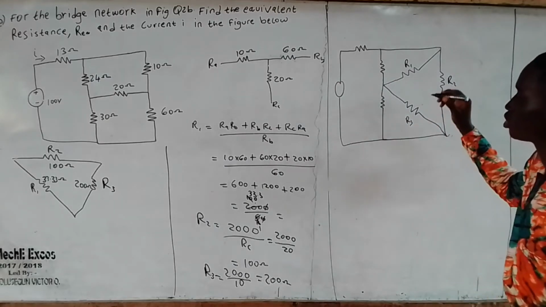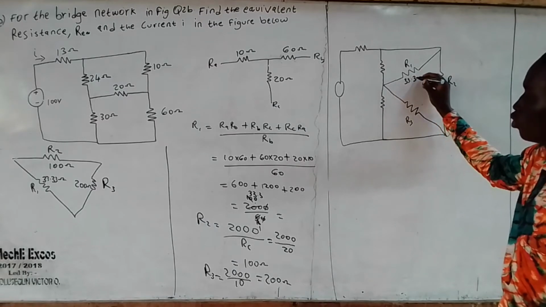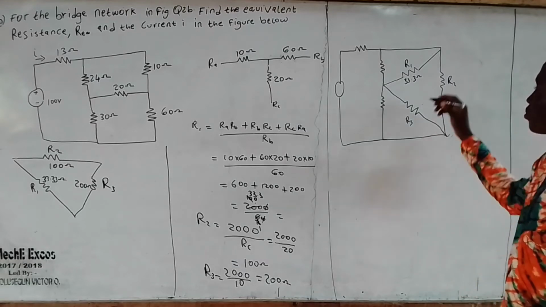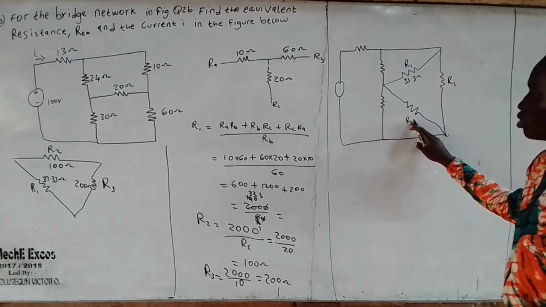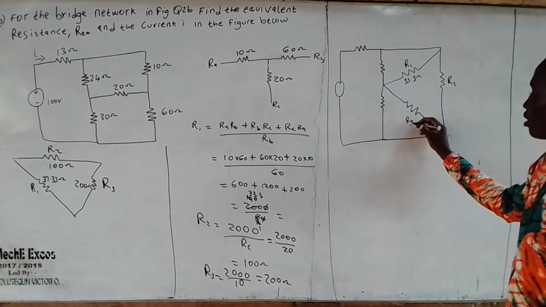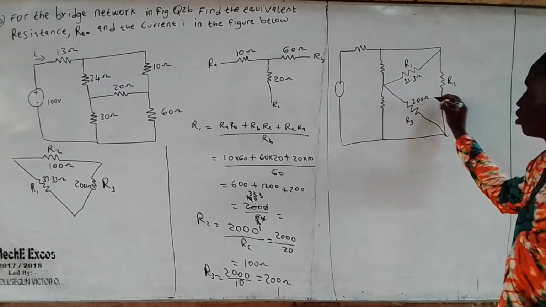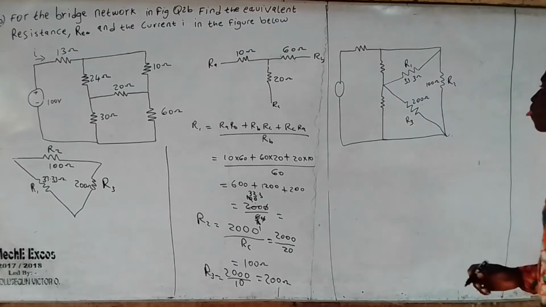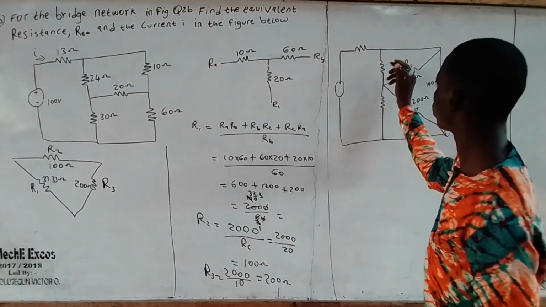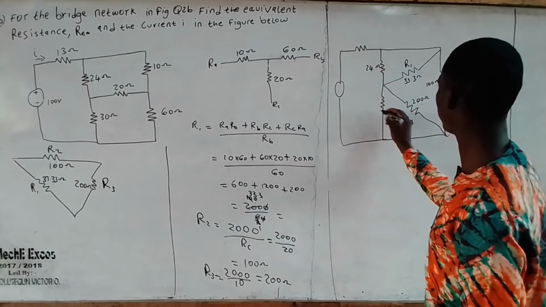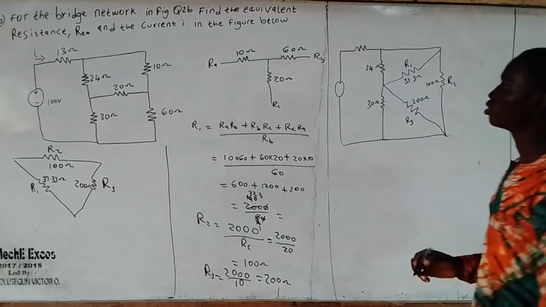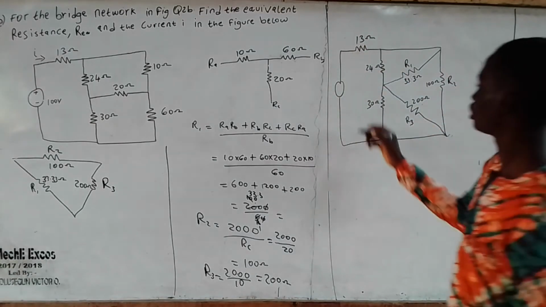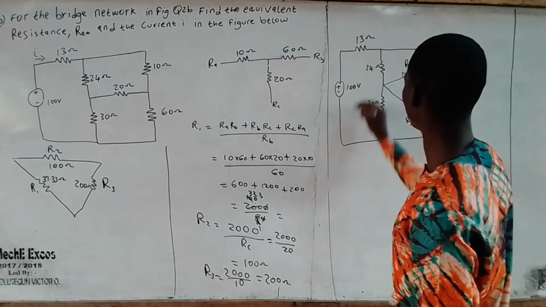And our R1 is what? Is 33.3 ohms. Isn't that? R3 is going to be what? 200 ohms. And R1 will be 100 ohms. From here now, this place is what? Is 24 ohms. Here is what? Is 30 ohms. And this top side is what? Is 30 ohms. And here is plus minus 100 volts.